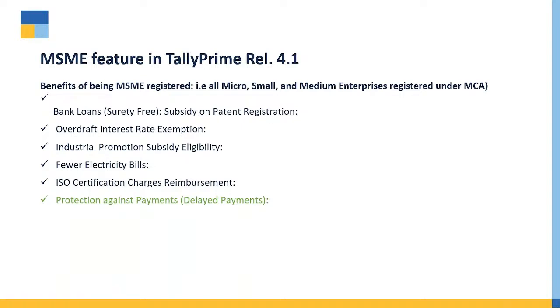So what is the protection the government is giving? It's very simple: any payment that has to be made to an MSME has to be paid within a credit limit of 45 days, as per the MSME Act. How is that credit limit considered? How can we set it? All that will be demonstrated in the product.